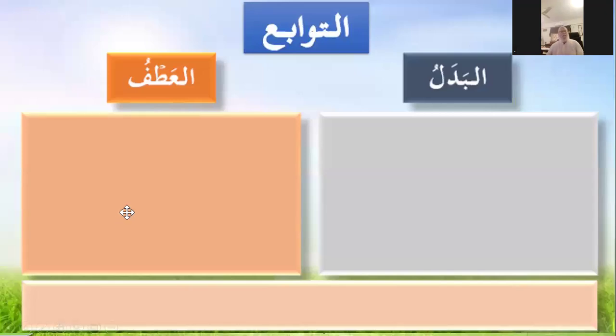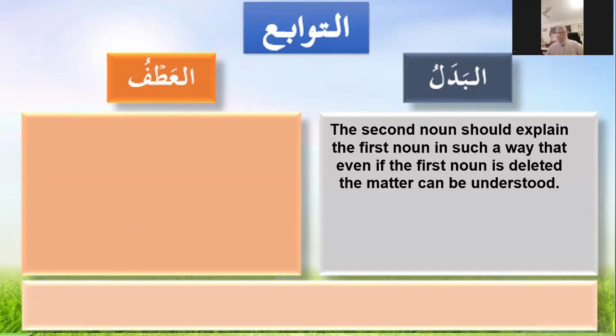So the next one, al-badal and the al-atf. Let's have their definitions. Al-badal. The second noun should explain the first noun in such a way that even if the first noun is deleted, the matter can be understood. I mean, there is a relation between the two nouns, and the second noun represents the first noun. Even if the first noun is not there, the second noun gives the clarity about the subject. The first noun is called badal minhu, and the second is called badal.